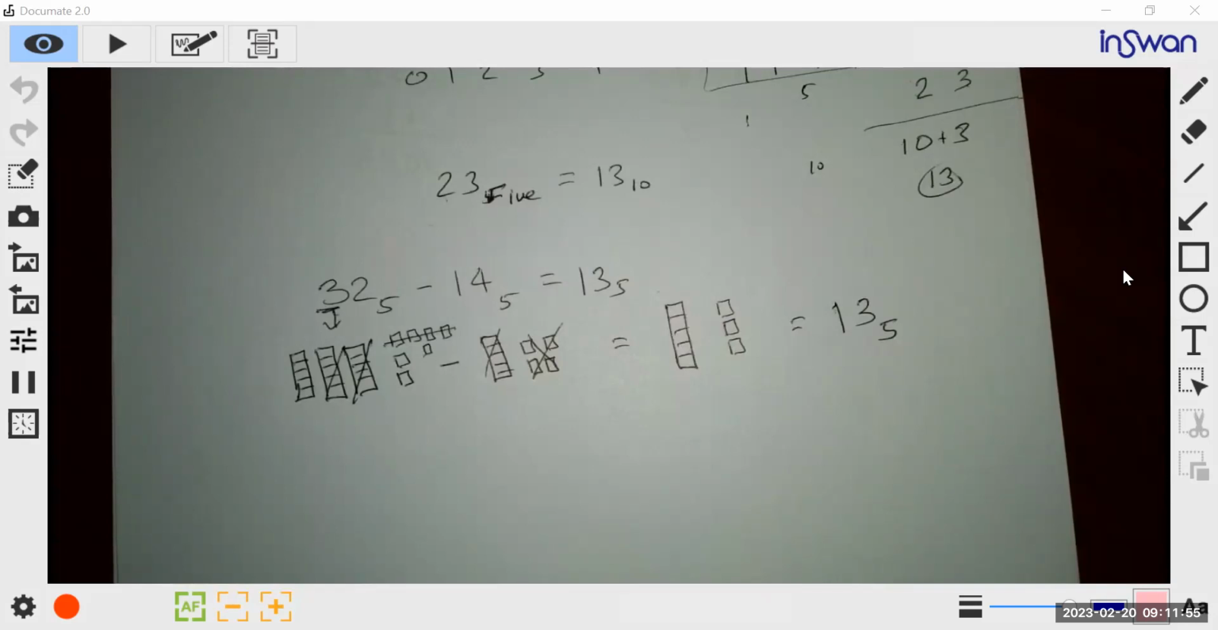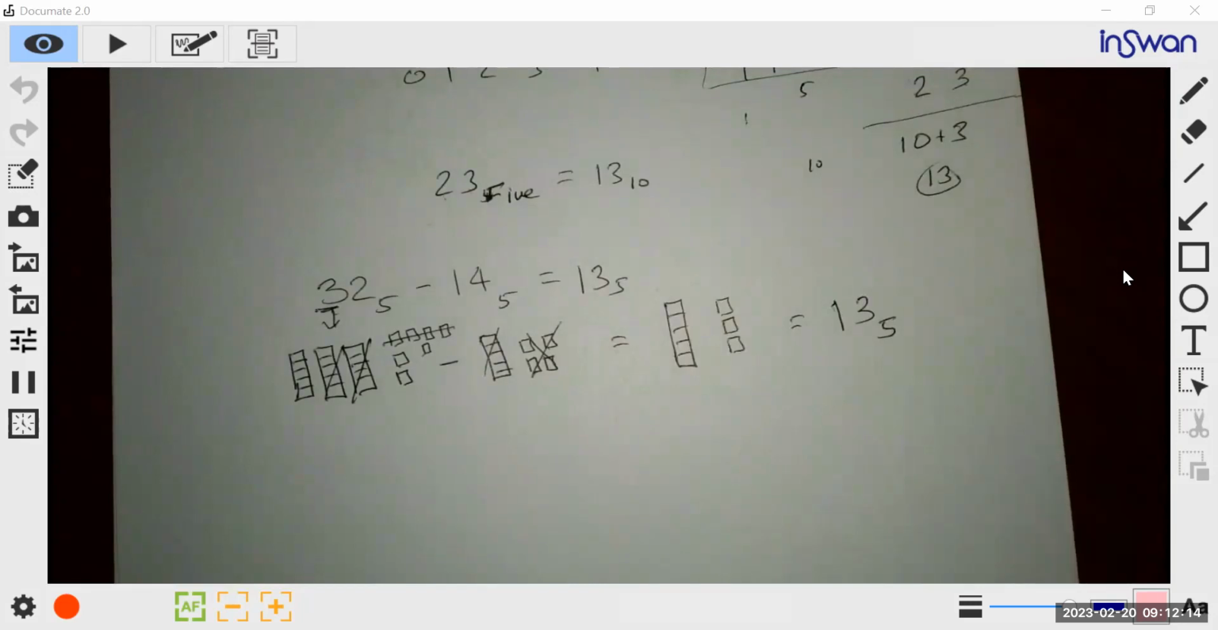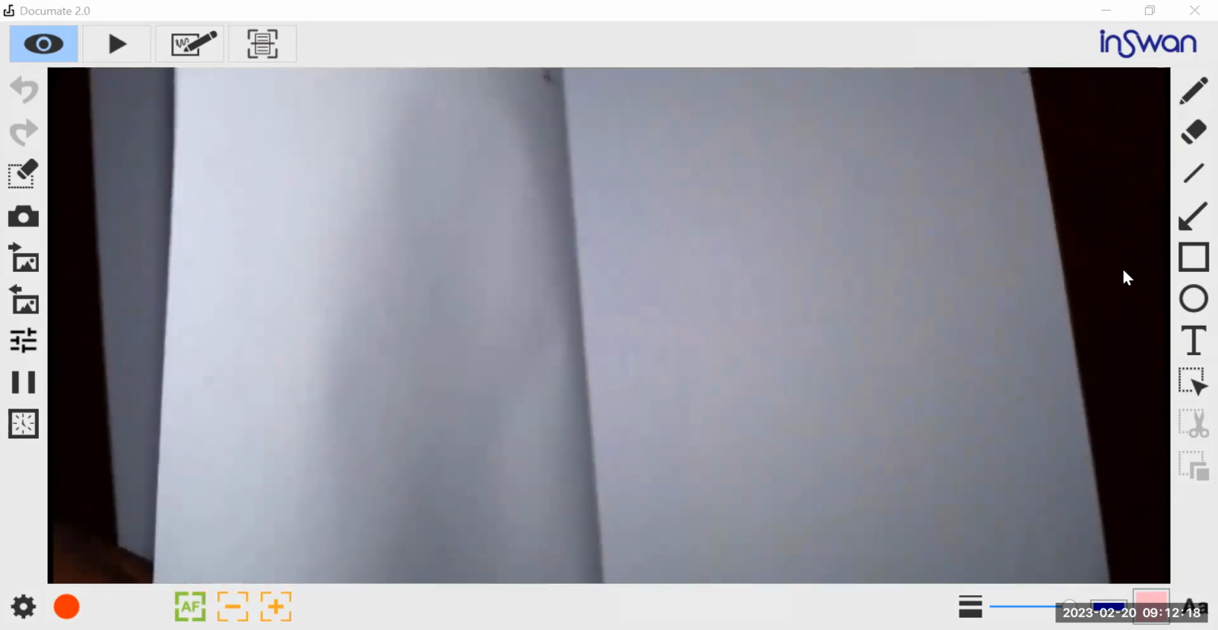All right, and that's the section. When we do subtraction, 7 minus 5, there's a whole bunch of ways. We have to introduce it to the students somehow that they'll understand it.